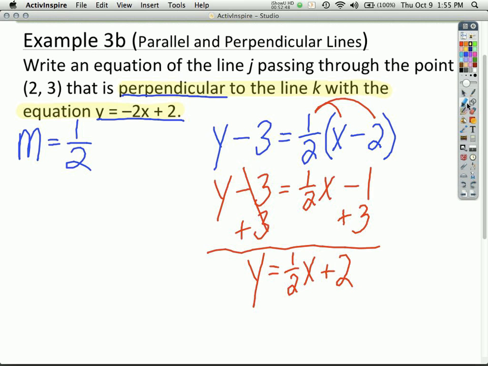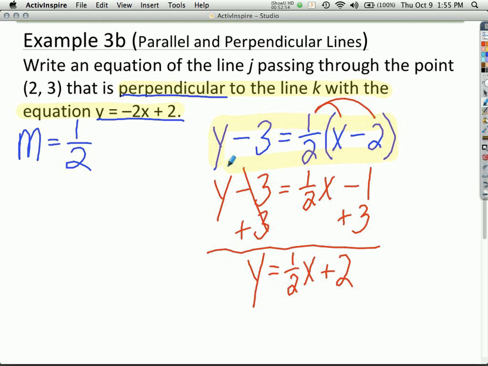And so now you have the equation of the line perpendicular to the original line, but that's passing through 2, 3, and we've got it in two different forms. Does anyone have any questions on how we went about this? Any concerns of any kind?